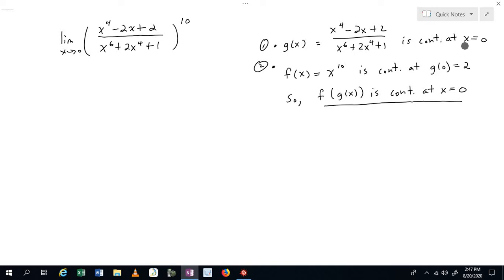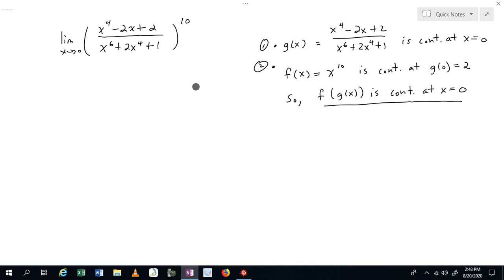In particular, it's continuous at x equals 0, which is the point we need it to be continuous at to satisfy the theorem. Now f of x, which is x to the 10th, is simply a polynomial, and we know polynomials are continuous at every x value. And so in particular, this is certainly continuous at 2, which is g of 0. So we've satisfied both conditions of that theorem, and so f composed with g must be continuous at x equals 0.